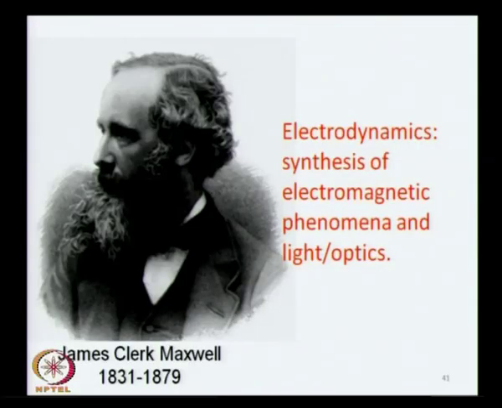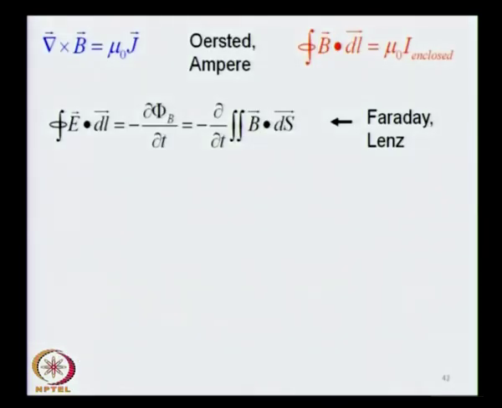Now, what James Clerk Maxwell did was to synthesize the electric and the magnetic phenomena with each other and also with light. So, we will see how that happens. Let us consider the Oersted-Ampere law and the Faraday-Lenz law.